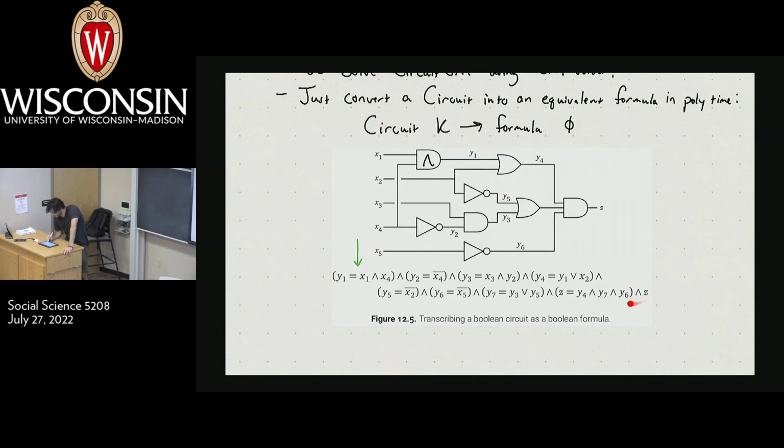And so at the very end, if we want the output for the whole circuit to be 1, the whole output's 1, then this variable z has to be 1. So we have to AND this whole thing with z. So basically it says each of these wires is correctly corresponding to their gate, and the final output was 1. So this is going to be 1 only if this is 1.